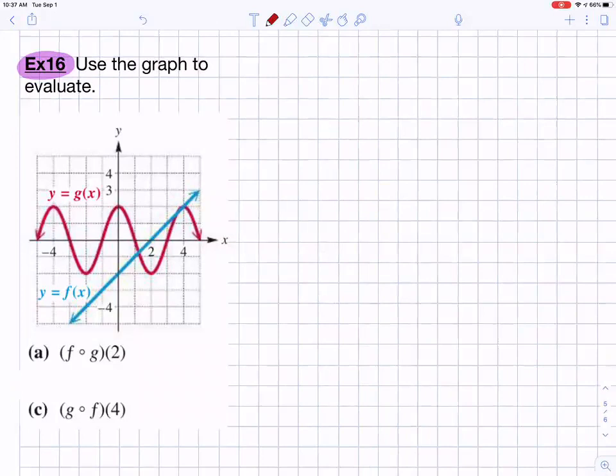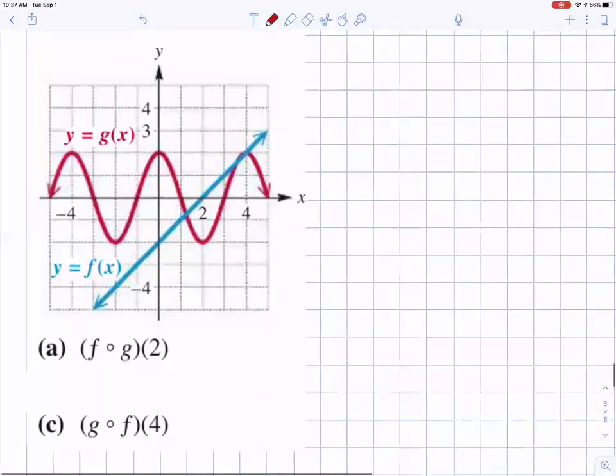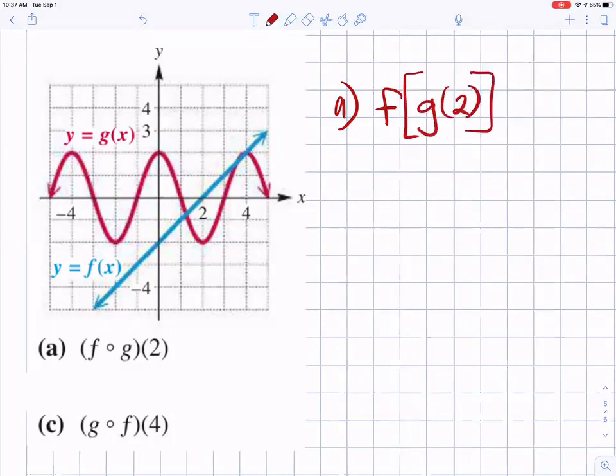Use the graph to evaluate. Okay, so let's take part A here. I'm going to write it up here. What's the better way to write part A? F of G of 2.